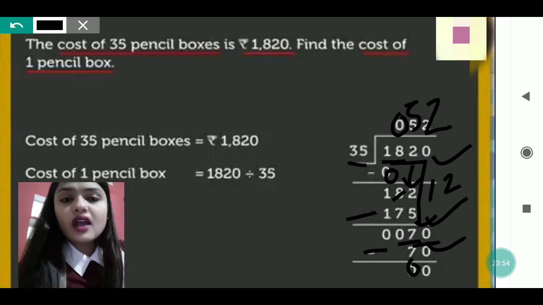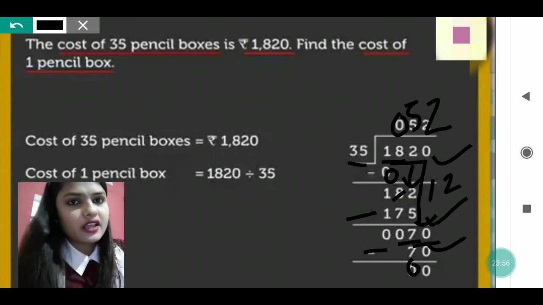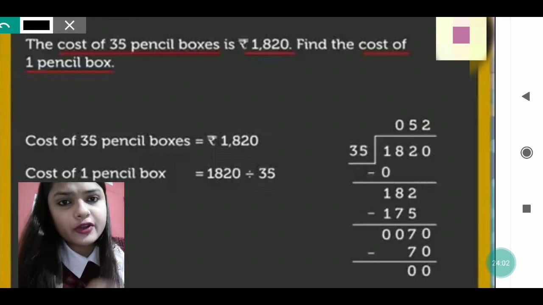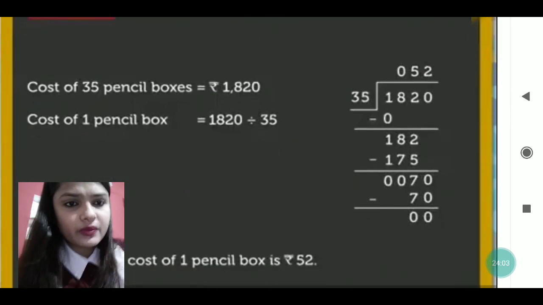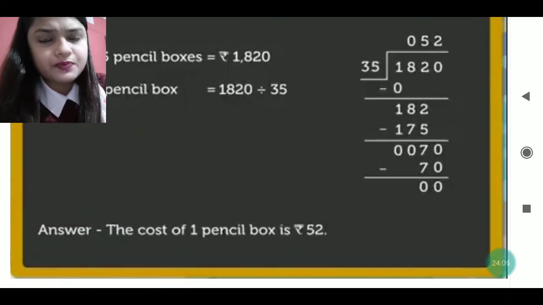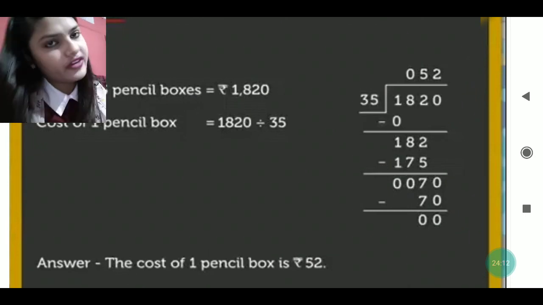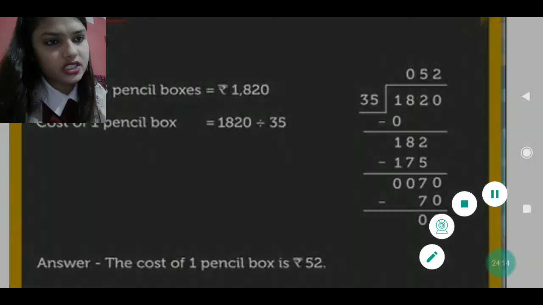So what is the cost of one pencil, my dear? The cost of each pencil. What is the cost of one pencil box? The cost of each pencil box is 52. You can see it is written here. The cost of one pencil box is 52 rupees. A few more questions.